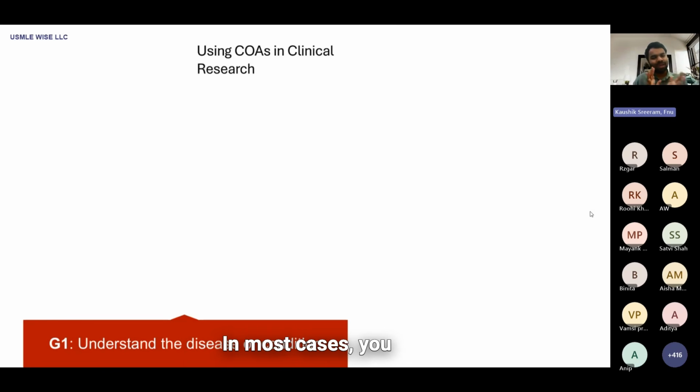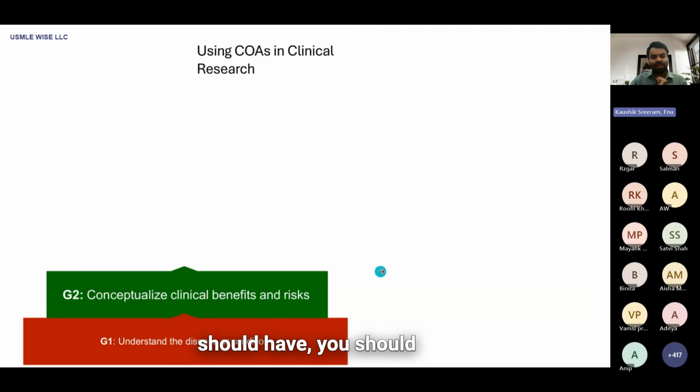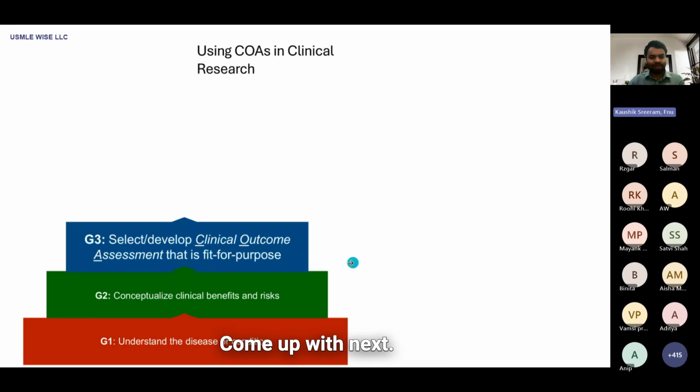In most cases, you understand what these conditions are, right? So first, start off with the basic understanding. Next, what is the second thing that you should have? You should conceptualize, when you are doing an intervention or a study, what are the potential benefits and potential risks associated with it? I will give you a little more example. So that's the second thing they want you to come up with.